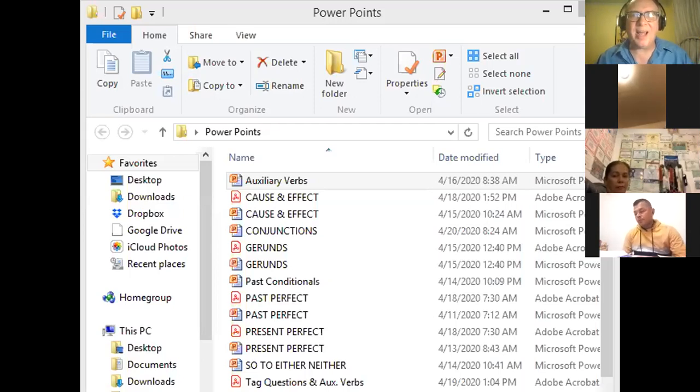All right, let's look at do. When do we use do? Easy. Simple present, simple past. That's it, right? Simple present, simple past. But notice my little note. Do auxiliaries are unique because they are not usually used in affirmative sentences, only in questions and negatives.